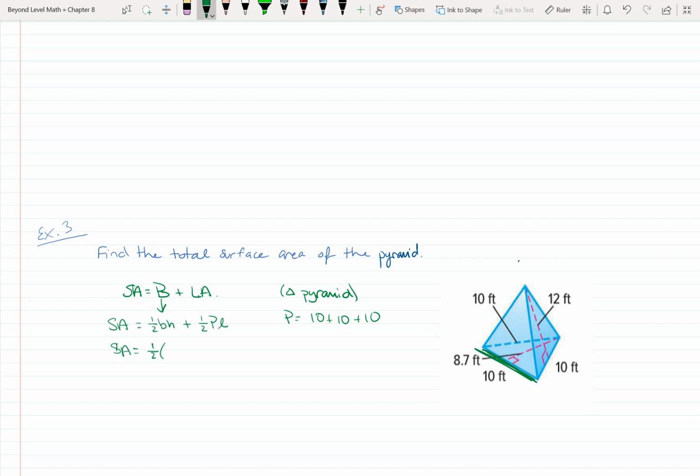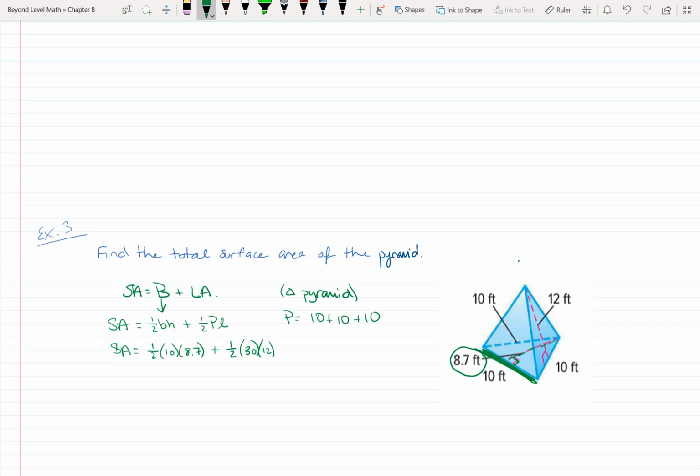The base of that triangle is 10. The height of that triangle is this 8.7. This bottom dotted line, again, it has to be perpendicular to the base of that triangle. That is the height of the triangle. This 12 feet, that is the slant height. You can see that it's kind of slanted, so that gives you a good idea that it's the slant height. All right, height is 8.7. Okay, plus 1/2. The perimeter is 30. And the slant height is 12.